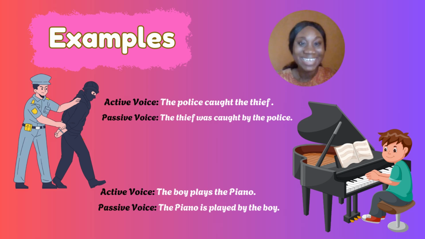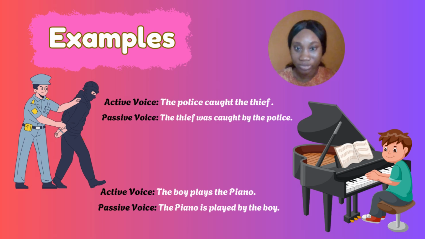Passive voice: the action is being done to the subject. In active voice, you find the subject at the beginning of the sentence. In passive voice, you find the subject at the end of the sentence. So I believe we have learned what active and passive voice is, and we can differentiate between the two. Now let's move to identifying them.